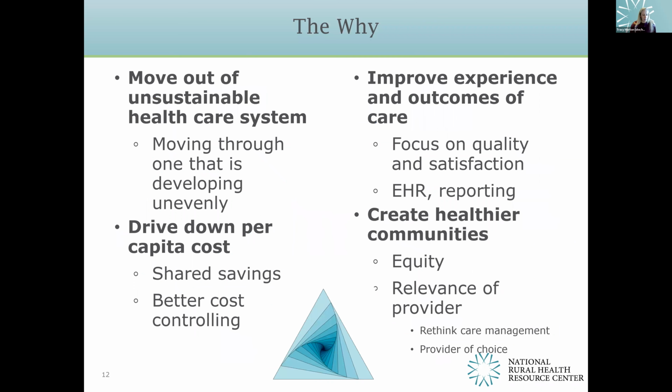So why is population health important as we're thinking about our transition to value in the country that we hear more about here during this Flex workshop? We need to move out of an unsustainable healthcare system. And though we are honestly moving through one that's focusing on value, it's really developing unevenly. It's developing unevenly in both rural and urban areas, and then comparatively in those two geographies as well.